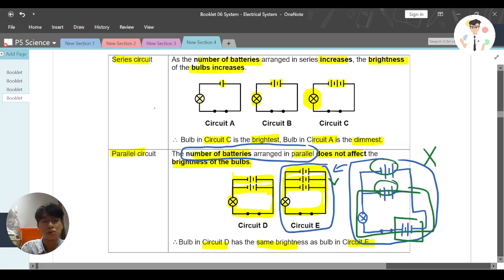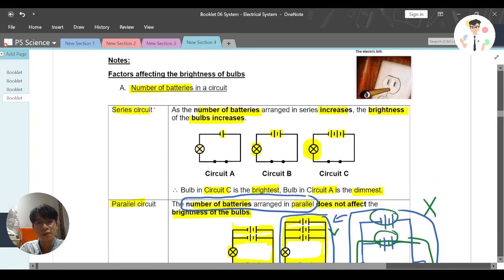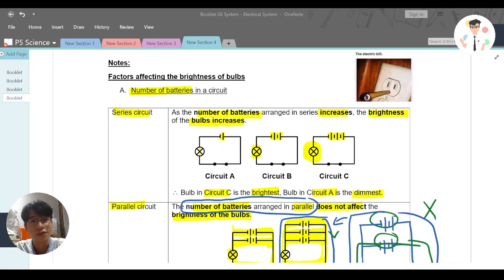Anyway, I think I've finished sharing about the factors affecting the brightness of the bulbs. I've been putting too much information here, but we can slowly dive into it in class and also when we discuss the questions. That's all from me. Thank you. See you. Bye bye.